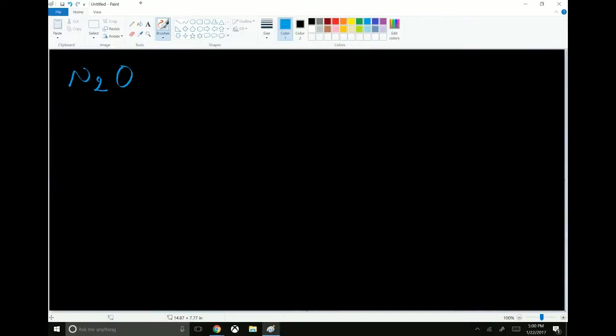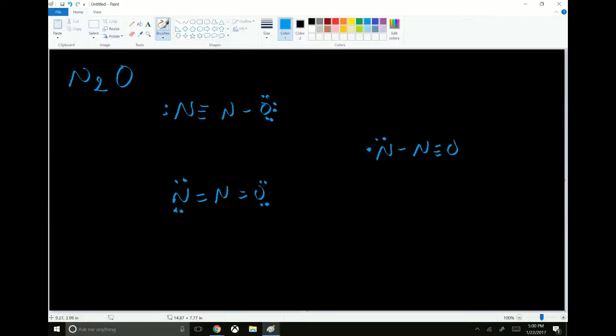So dinitrogen monoxide is either NNO with a triple bond and a single bond, NNO with two double bonds, or NNO with a single bond and a triple bond. Let's go ahead and put them here. I prefer them like that. Okay, so nitrogen has 5 valence electrons and oxygen has 6. So that's the number we get to start with.